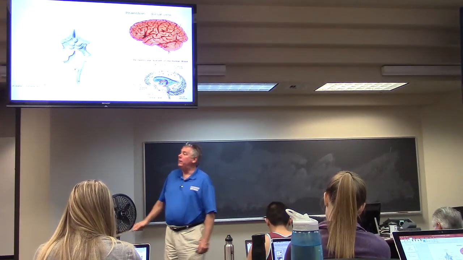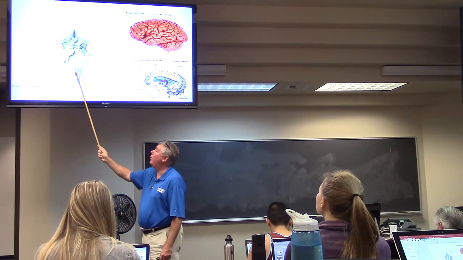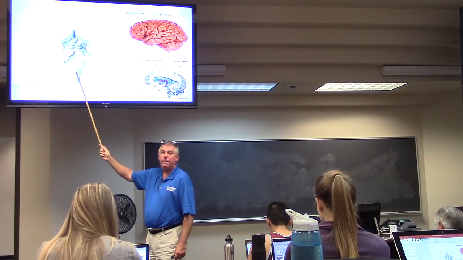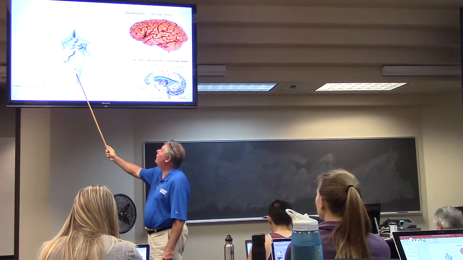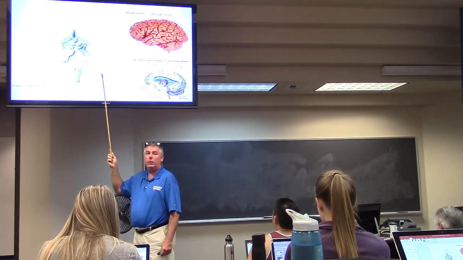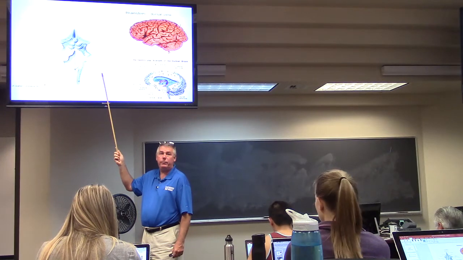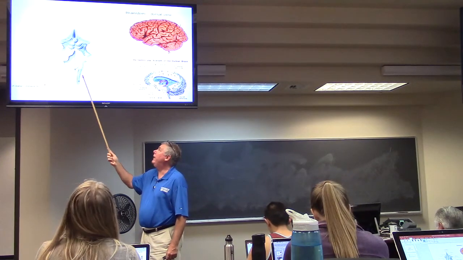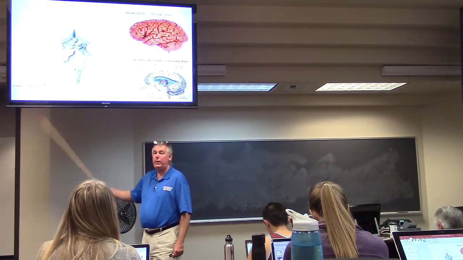All right, now getting back to the dorsal aspect, right here there are 4 bumps on the back. The 2 medial ones are called the gracile tuberculum. And the 2 lateral ones are the cuneate tuberculum.